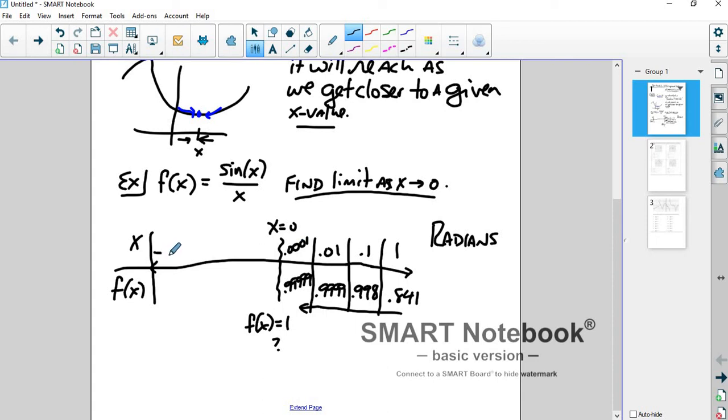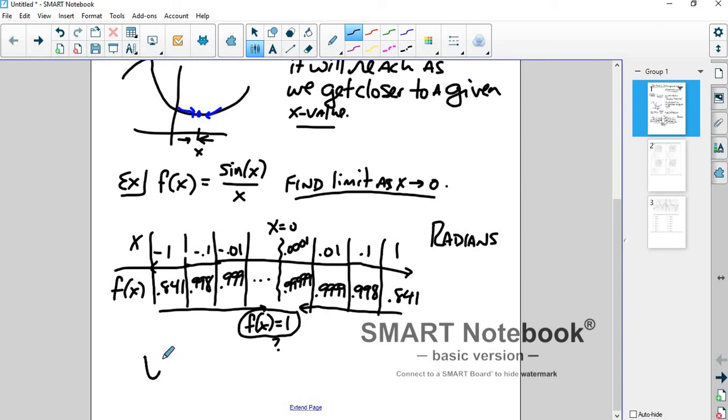And if I plug in -1, then I end up with the same thing, 0.841. If I plug in -0.1, I get 0.998. It's not surprising because sine is an odd function and x is an odd function, so two odd functions give you an even one. I get 0.999, etc. Okay, so it looks like from both sides as I plug these numbers in, I'm getting closer and closer to the y value, excuse me, the f of x value of 1.